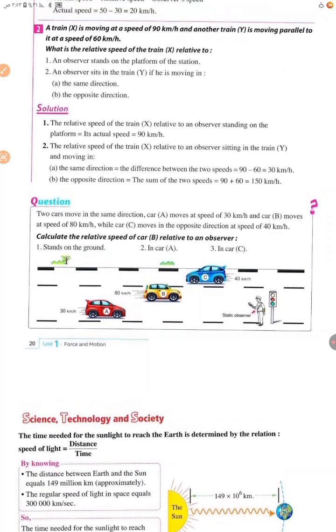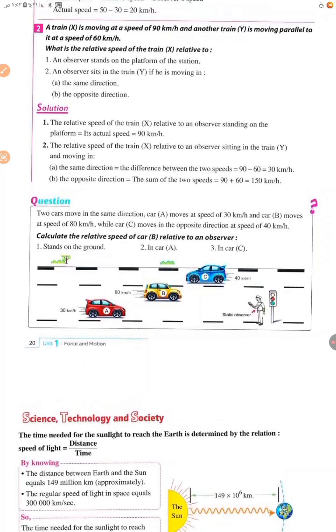A train X is moving at a speed of 90 km per hour and another train Y is moving parallel to it at a speed of 60 km per hour. What is the relative speed of the train X relative to: 1. An observer standing on the platform of the station. 2. An observer sitting in the train Y if he is moving in the same direction and in the opposite direction.